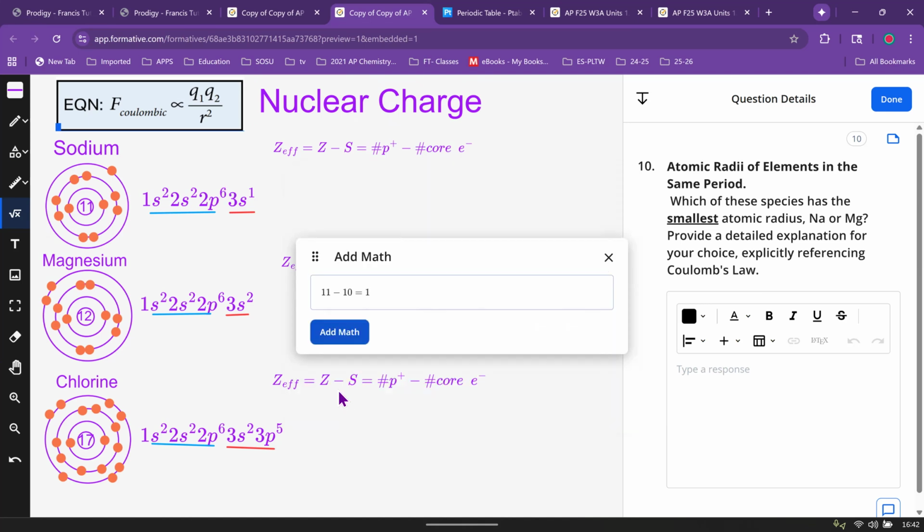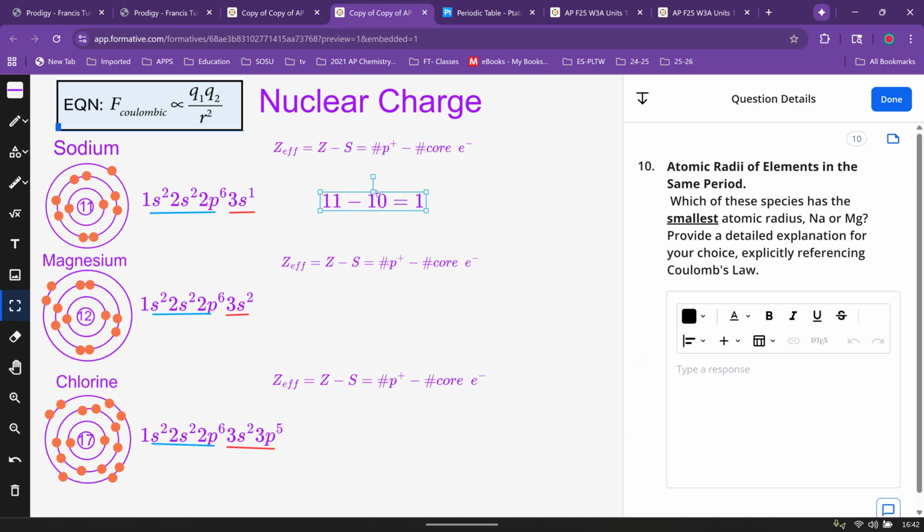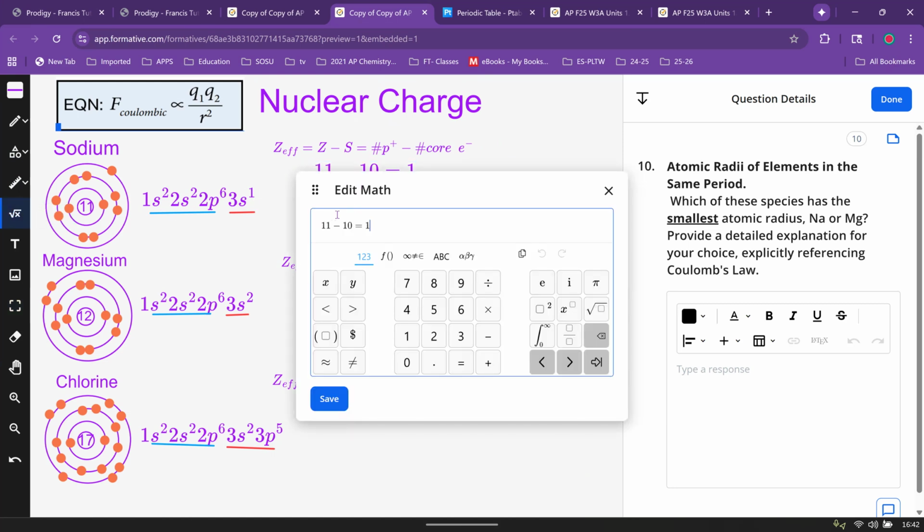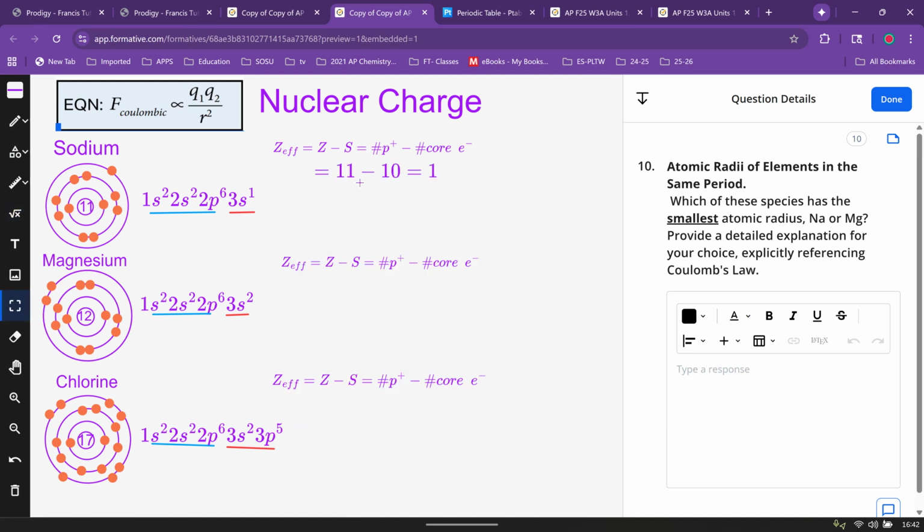So sodium has an effective nuclear charge of 1. I'm just saying this is equal to 1. The effective nuclear charge is equal to 1. So just putting that below it. You need to know Z effective equals 11 minus 10, which is equal to 1. You might also notice that sodium is in group 1, and so it has an effective nuclear charge of 1. Very interesting that we can see that.